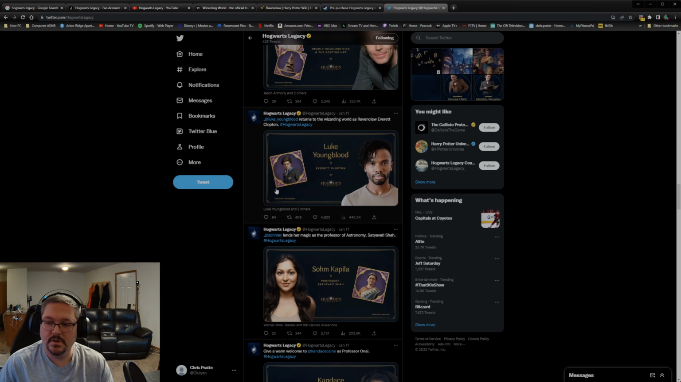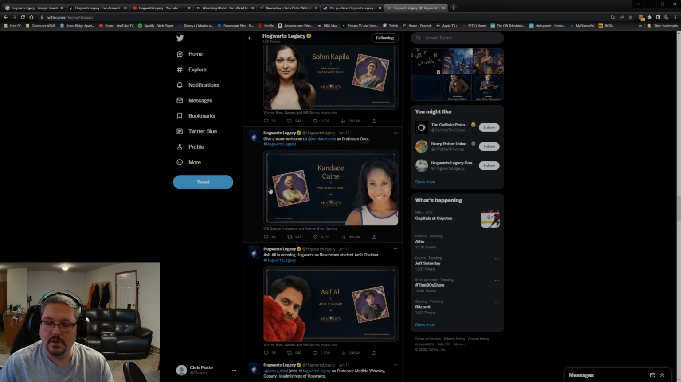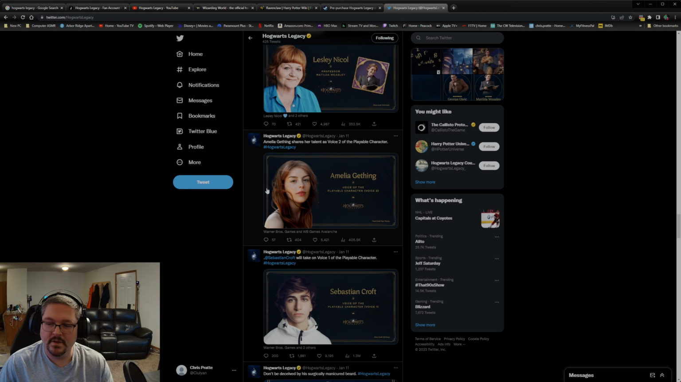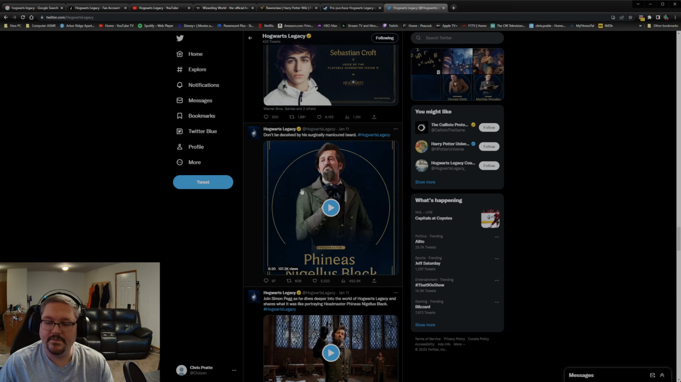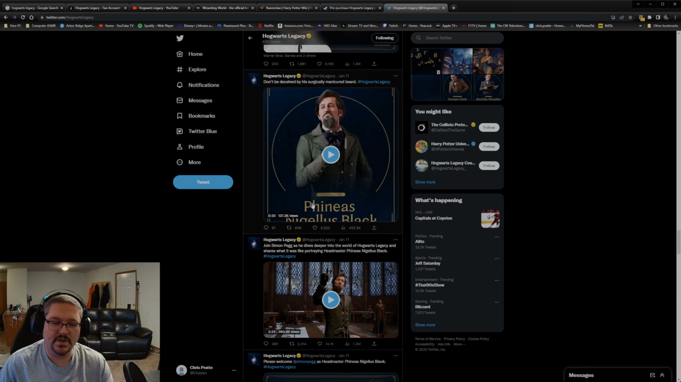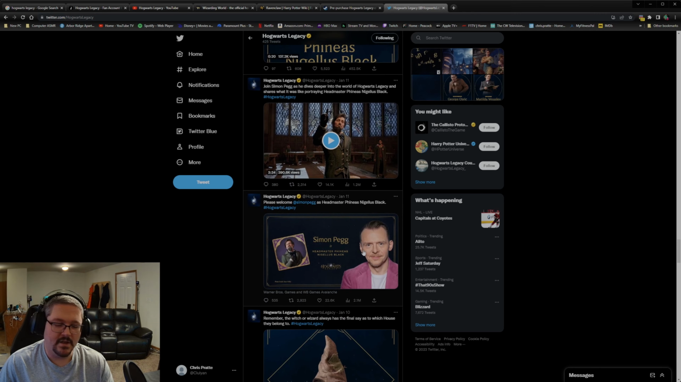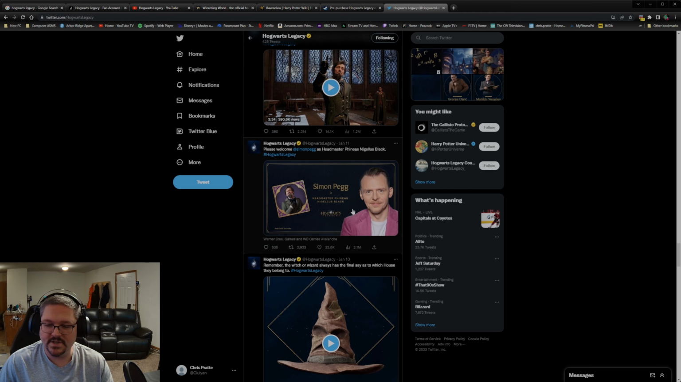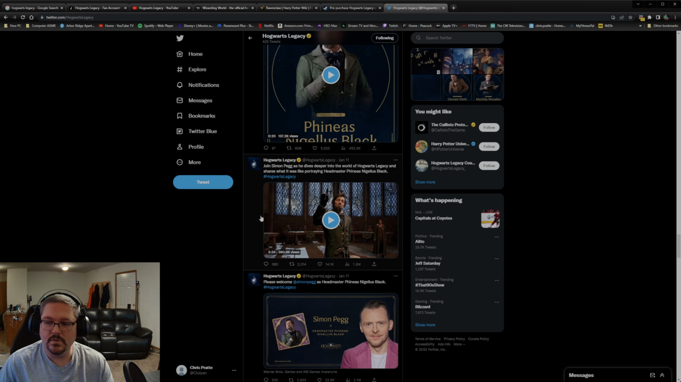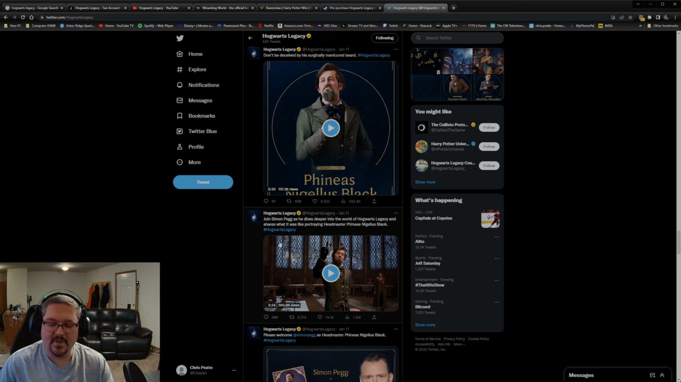So the biggest one here is Phineas Nigellus Black, who is the headmaster. Apparently he is a not very liked headmaster, but he is being voiced by Simon Pegg, who is a pretty famous actor. Most of you probably know him. He's in the Mission Impossible movies, Star Trek. He's kind of a nerd, you could say. So that is cool.